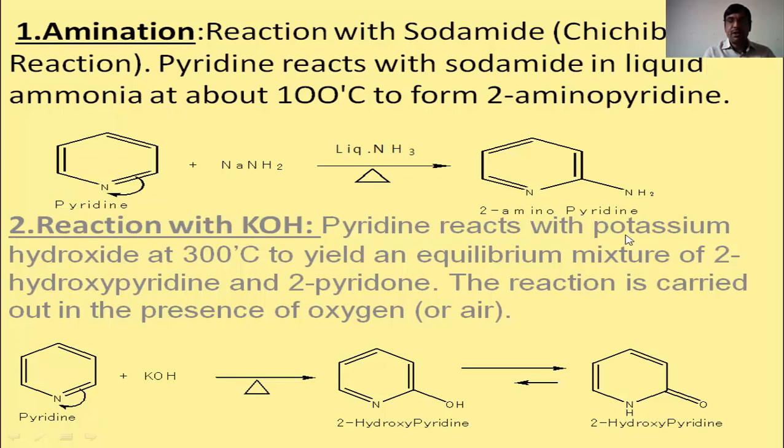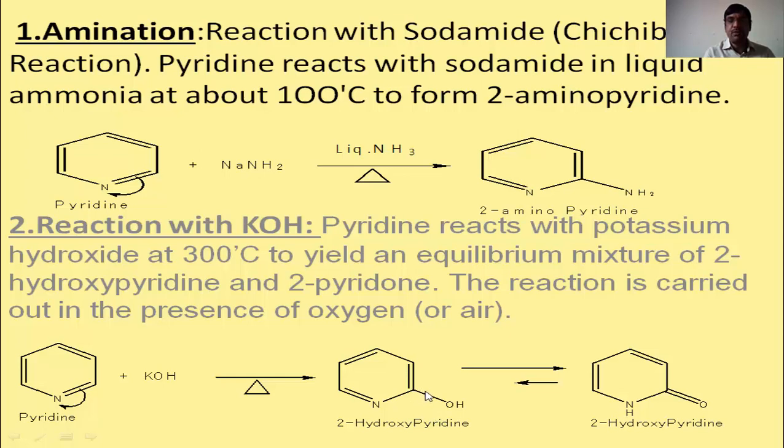Pyridine reacts with potassium hydroxide at 300 degrees centigrade to yield an equilibrium mixture of 2-hydroxypyridine and 2-pyridone. This reaction is carried out in the presence of oxygen or air. K plus and OH minus are formed. This OH minus ion as a nucleophile attacks the 2 position of the pyridine ring, and here is the formation of 2-hydroxypyridine. It is in the enol form.